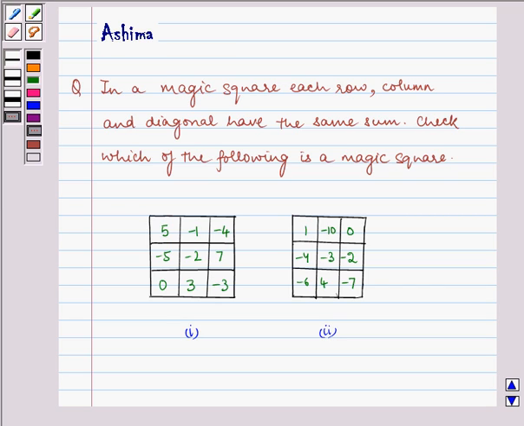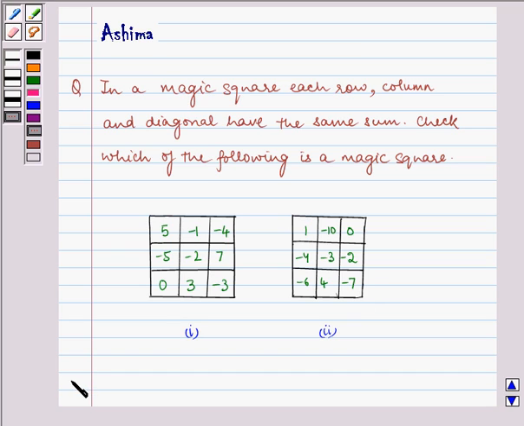Let us understand the following question, which says, in a magic square, each row, column and diagonal have the same sum. Check which of the following is a magic square. We have two squares. First, with the integers 5, minus 1, minus 4, minus 5, minus 2, 7, 0, 3, minus 3, and second square with integers 1, minus 10, 0, minus 4, minus 3, minus 2, minus 6, 4 and minus 7.